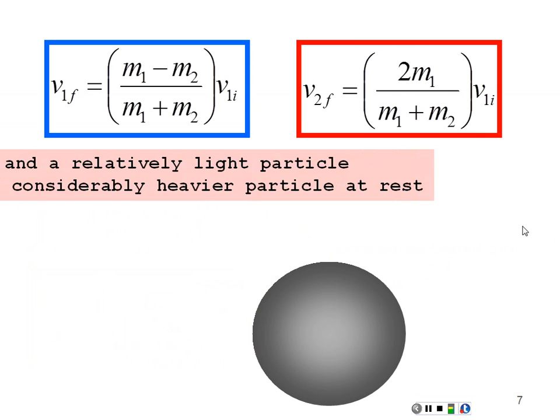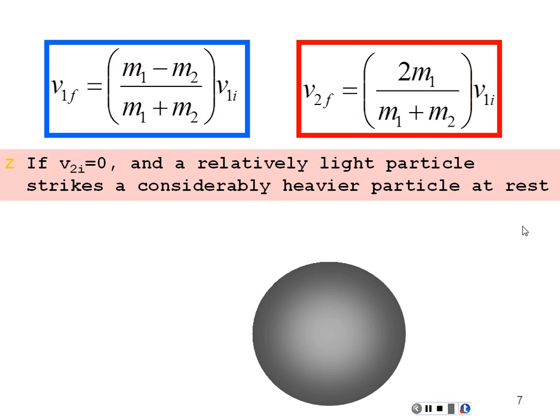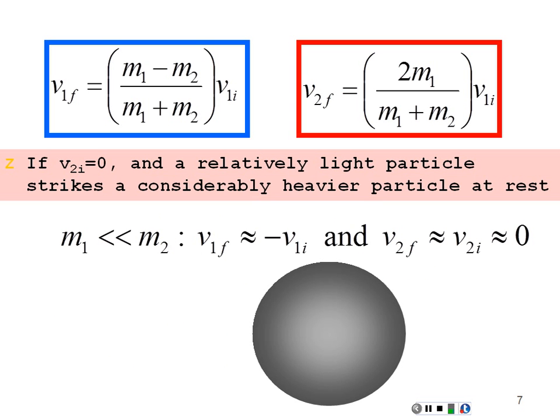Let's try it out for this situation. If V2 initial is 0 and a relatively light particle strikes a considerably heavy particle at rest, what's going to happen? Interesting. Let's consider that the heavy particle is infinitely larger than the light particle. So we're going to have a light particle coming in like this. It's going to hit the large particle. What's going to happen?